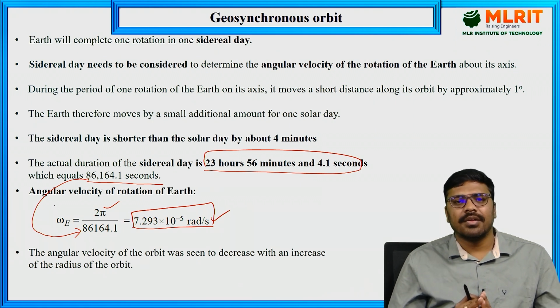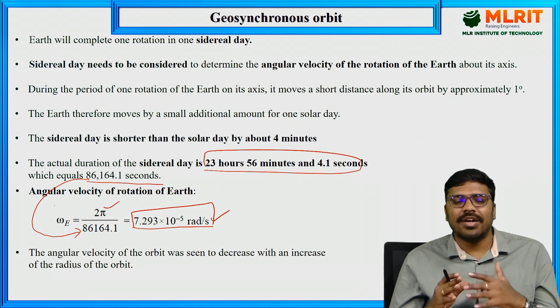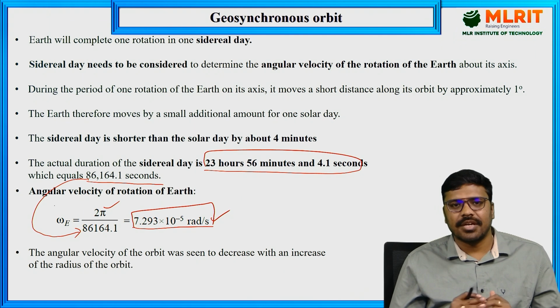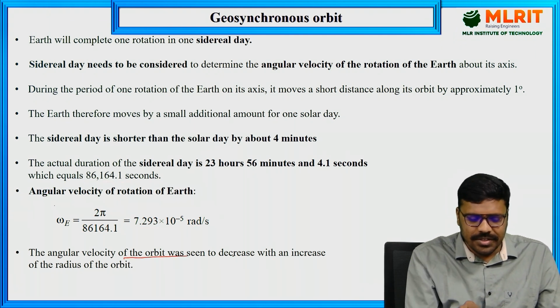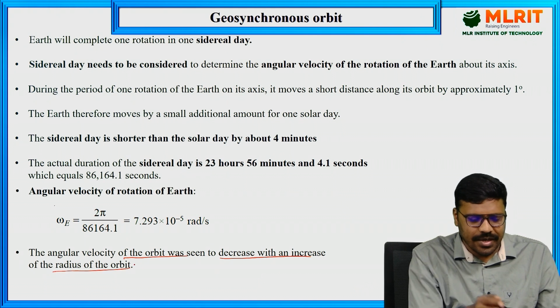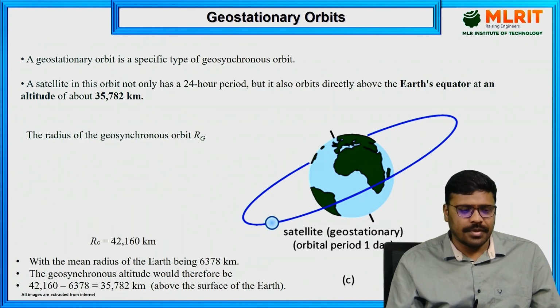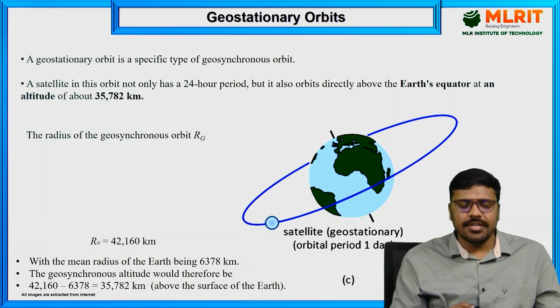Then what is the orbital velocity to be maintained so that the object stays in the geosynchronous orbit? Now we are going to find the orbital velocity, and also we have to find what is the exact altitude so that it is synchronous to the earth rotation. That also we are going to find now. The angular velocity of the orbit is seen to decrease with increase in the radius of the orbit. That already we know.